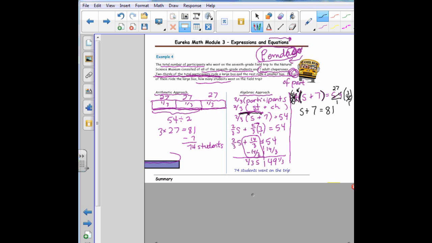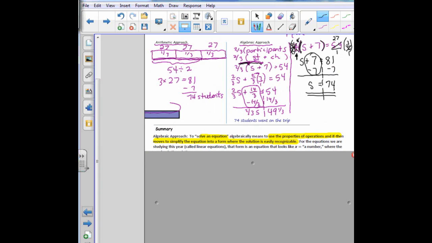Now undo the addition with subtraction. This gives us a 0 pair, leaving the variable s, which stands for students, and 81 minus 7 is 74. So we have 74 students that went on the trip. So we did this problem 2 different ways. Here, instead of using the distributive property to multiply by 2/3, instead we divided by 2/3. So we just did the problem in a different order, but got the same answer.